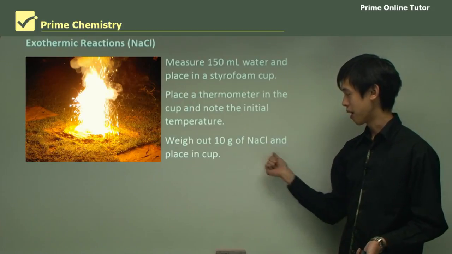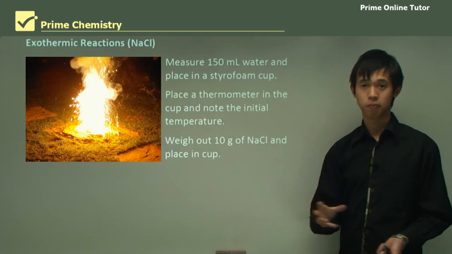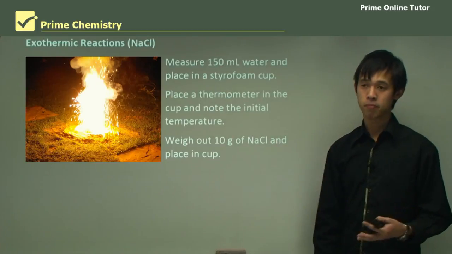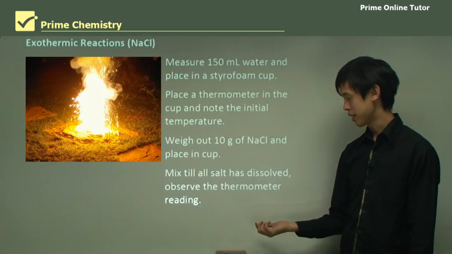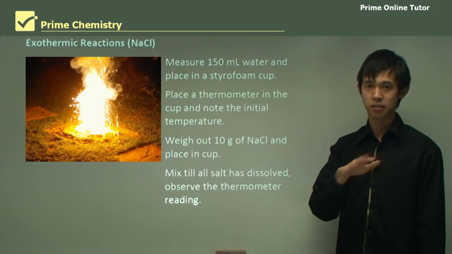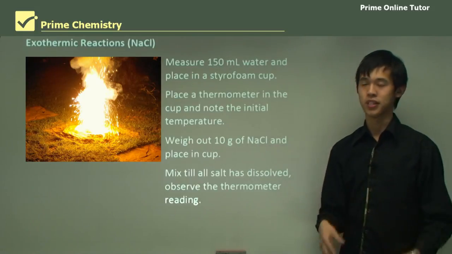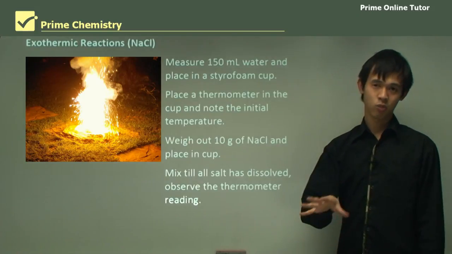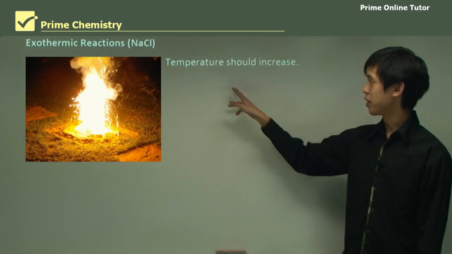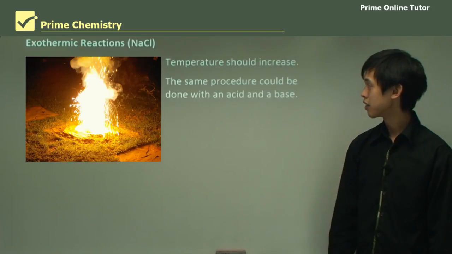Then we weigh out 10 grams of sodium chloride and place it in the cup with the water. We pour that 10 grams into the cup. Then we mix till all the salt has dissolved, and then we observe the thermometer reading. Again, wait till it settles, because the temperature will fluctuate as you mix it, because the water is moving at different temperatures. So again, just watch out for that. You will note a temperature increase. The temperature will rise slightly.